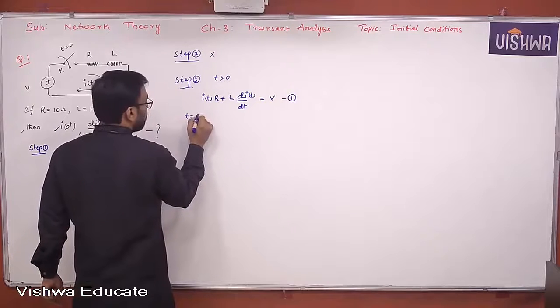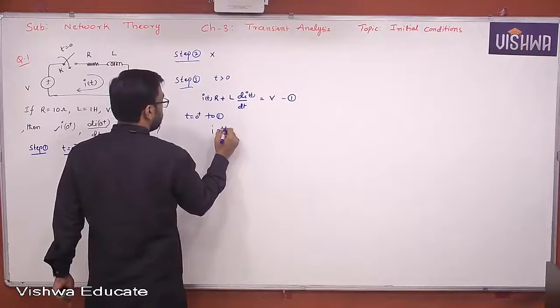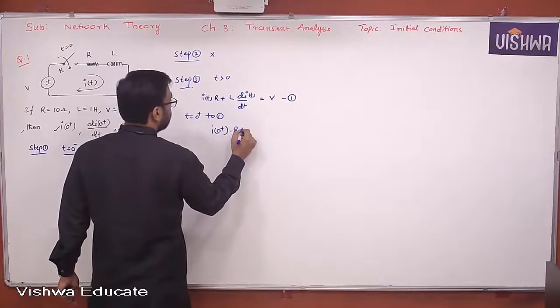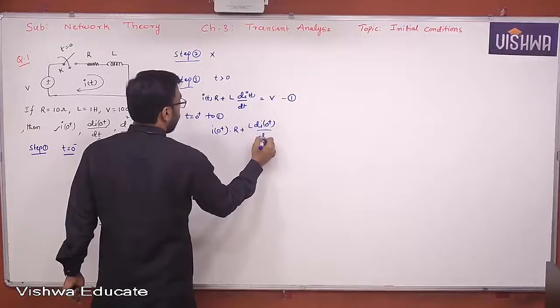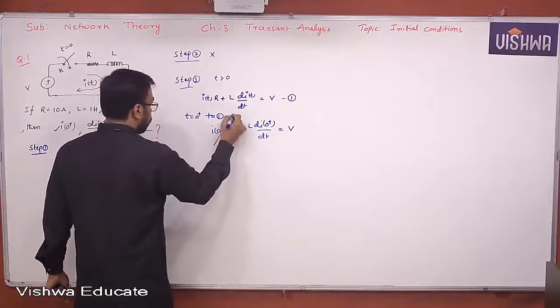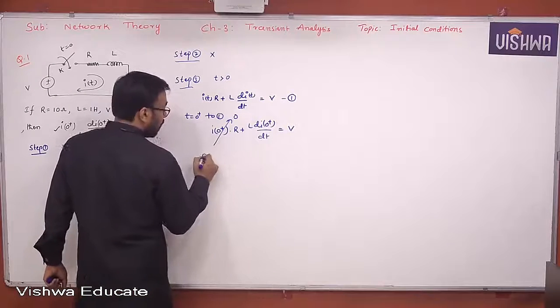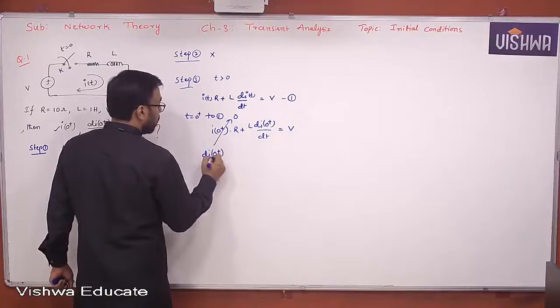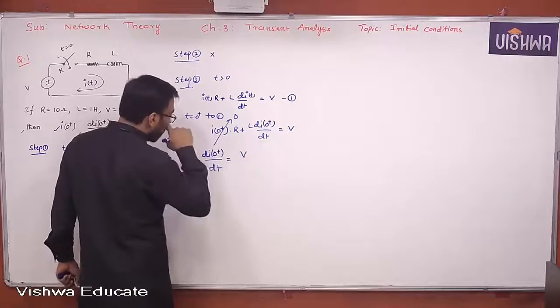Apply t equal to 0 plus conditions to equation 1. i(0+)R + L di(0+)/dt = V. You know that the value of i(0+) is 0 because we already determined it. And we need di(0+)/dt. So di(0+)/dt is equal to V by L.